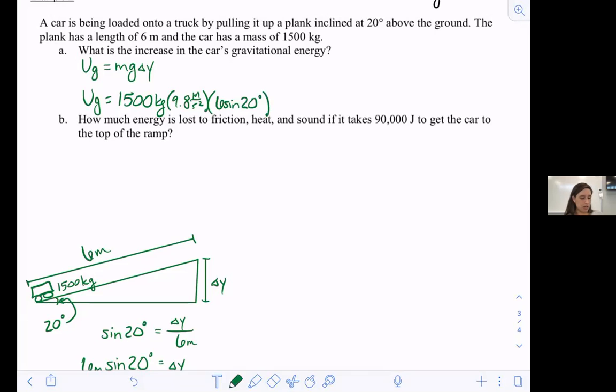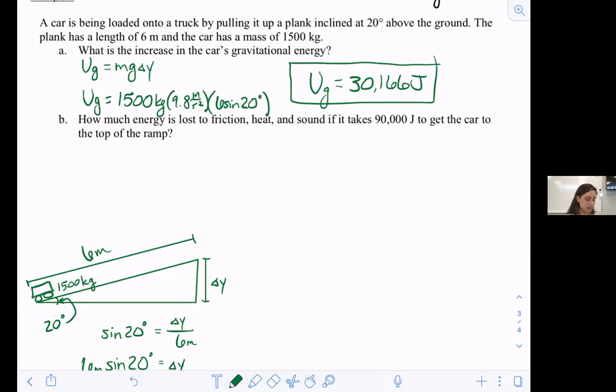And again, to save you guys the pain of having to watch me type numbers into a calculator, I'm just going to tell you that my calculator gave me a gravitational energy of 30,166 joules. Nice. Okay.